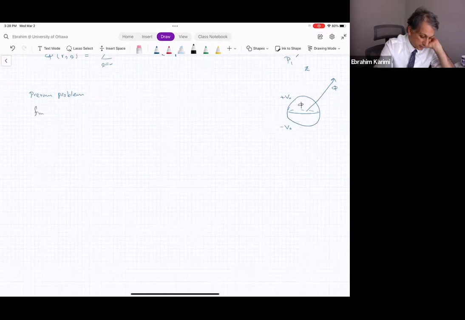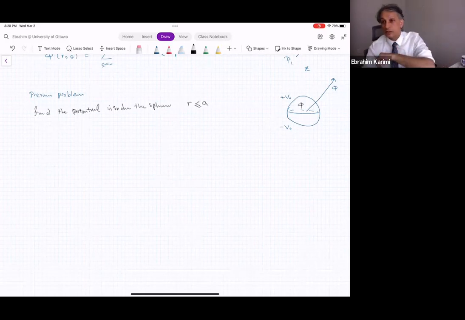Find the potential inside the sphere. Mathematically, that means for R smaller than A. Let's find a solution for that.